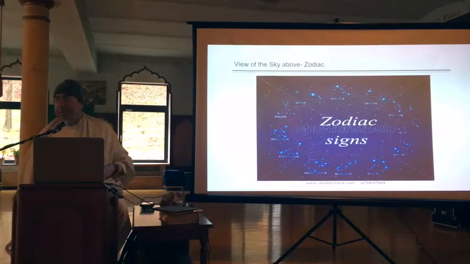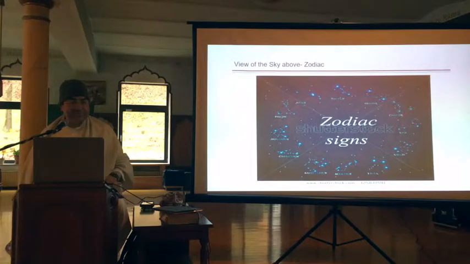Now, how does this happen? Have you heard of the word constellation? In Sanskrit we use the word nakshatra. In the Bhagavad Gita, Krishna says, I am the moon amongst the nakshatras.